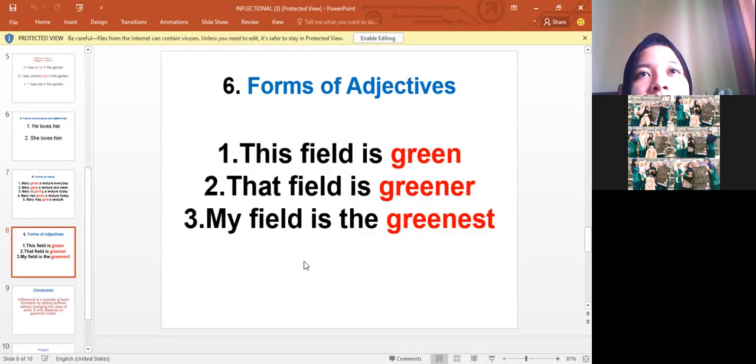Next, number 6 is forms of adjective. Number 1, like the example, this file is green. Number 2, that file is greener. And number 3, my file is the greenest.